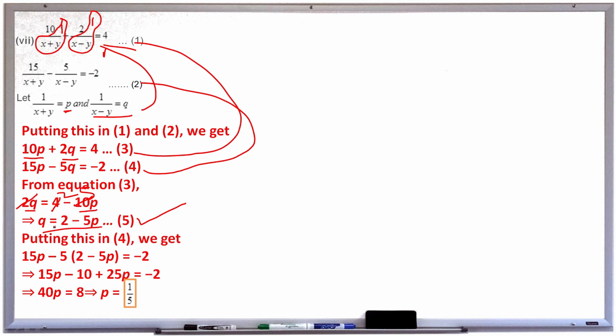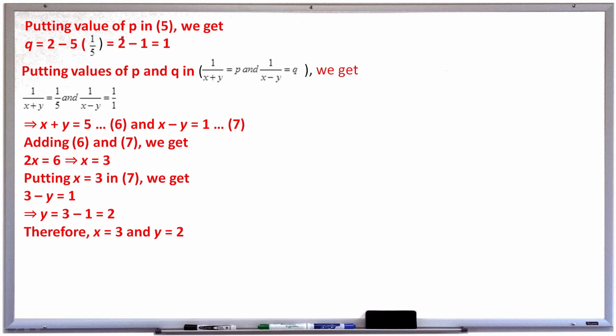Put this q value in equation number 4. Instead of q, put 2 minus 5p. We applied 2 minus 5p, open the bracket, 5 2s are 10. After simplifying, p is equal to 1 by 5. Putting this p is equal to 1 by 5 in equation number 5, we get q is equal to 2 minus 5 into 1 by 5. Simplifying, 5 will get cancelled, so 2 minus 1 is equal to 1, so q we got 1.